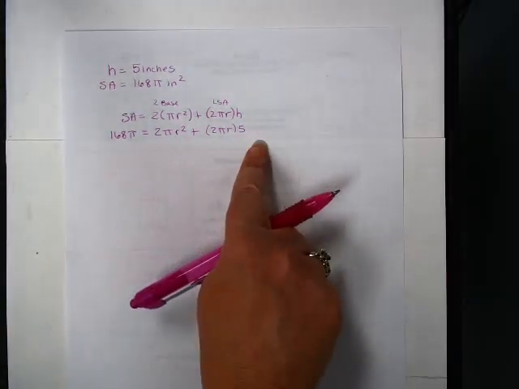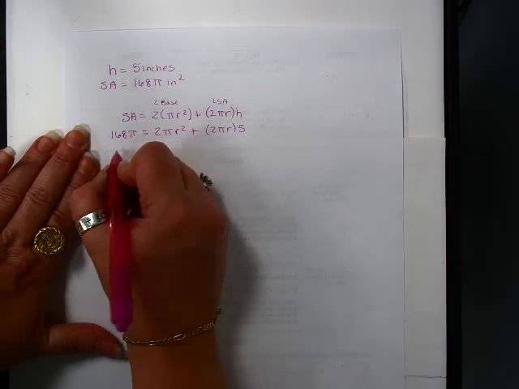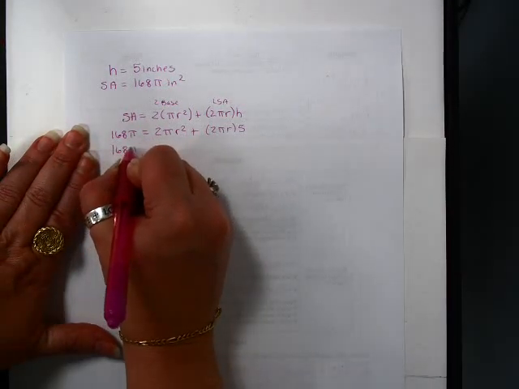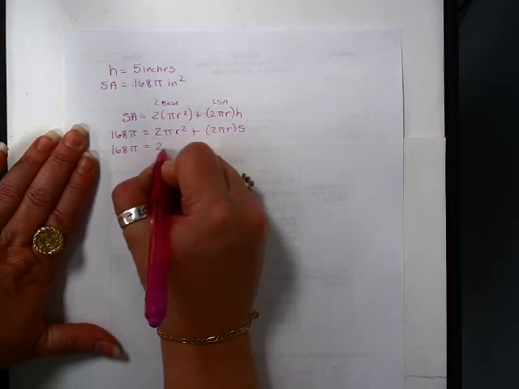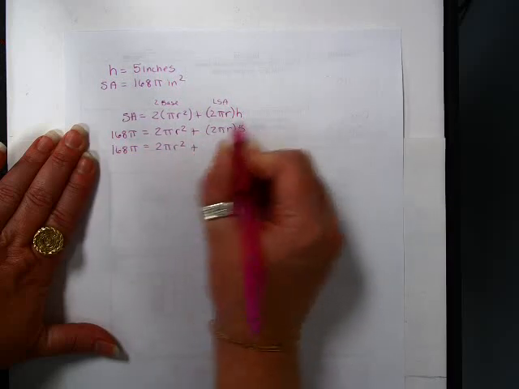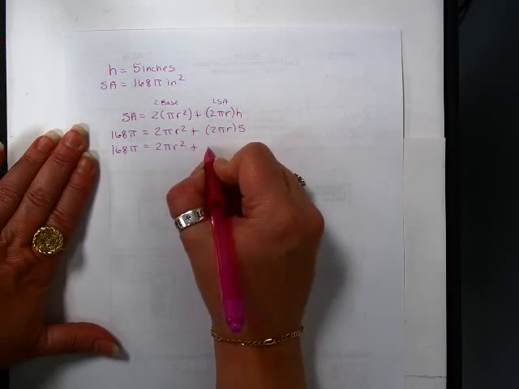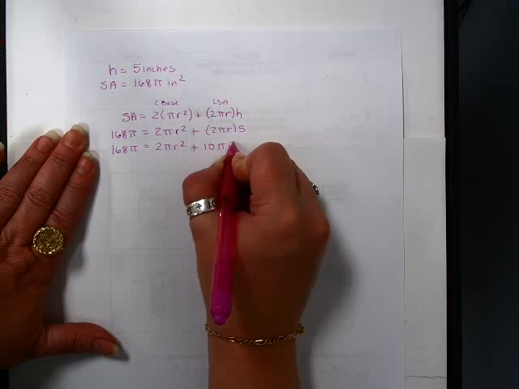Alright, clean up what you can. So there's nothing to do here, so I'm going to write down 168 pi. There's nothing to do here, so that's 2 pi r squared plus, these can be multiplied. That's going to be 10 pi r.